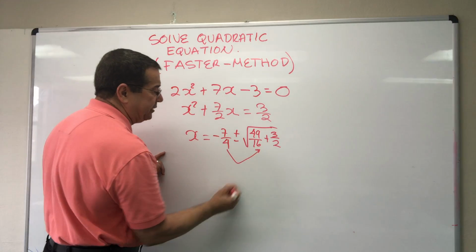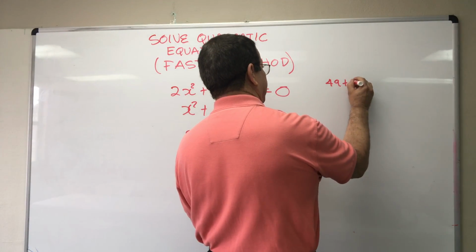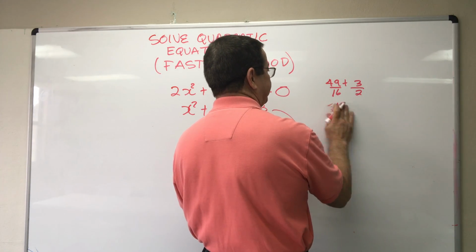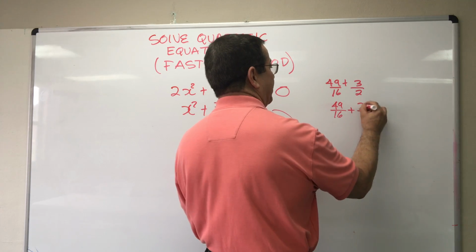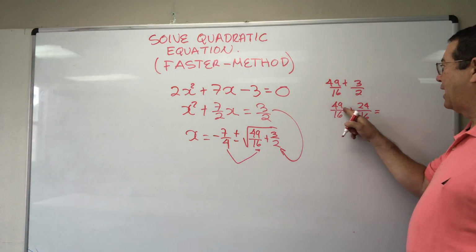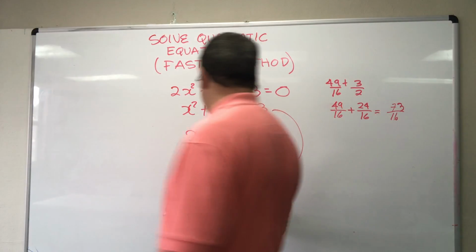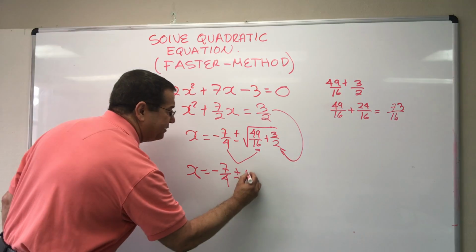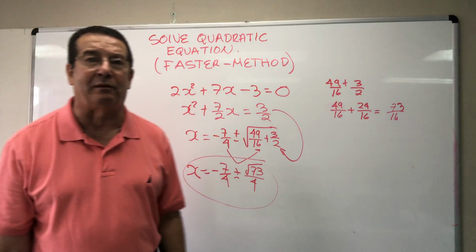Now you get the square of this plus this one. 49 over 16 plus 3 over 2, which is 24 over 16. You multiply by 8 to have the same denominator. When you add 49 plus 24, you get 73 divided by 16. Now the solution is x equals negative 7 over 4 plus and minus the square root of 73 divided by the square root of 16, which is 4. And you have the two solutions. It's very simple.